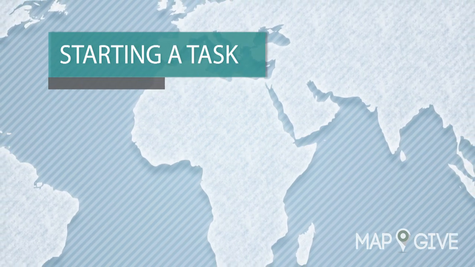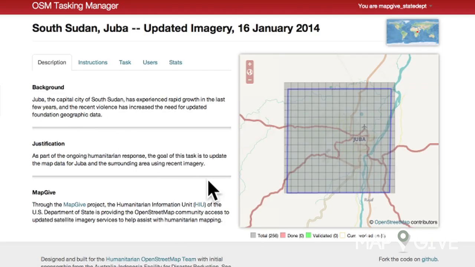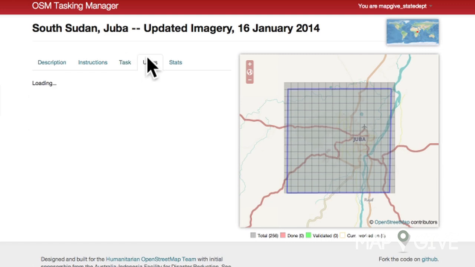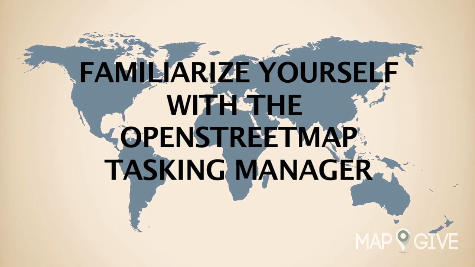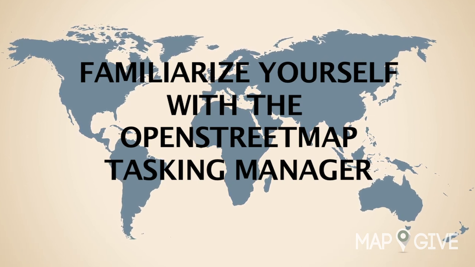Starting a task. Once you have signed in and allowed access to your OpenStreetMap account, you will see the task that you selected from the mapgive site. You will see a map and some information about the task. The information about the task includes a description of what mapgive would like you to focus on, why that task is important, instructions on what to map, the individual mapping tasks, which users have worked on this task, and some stats about the task. Please pause this video and familiarize yourself with the OpenStreetMap Tasking Manager. Return to this video when you are ready for more details.